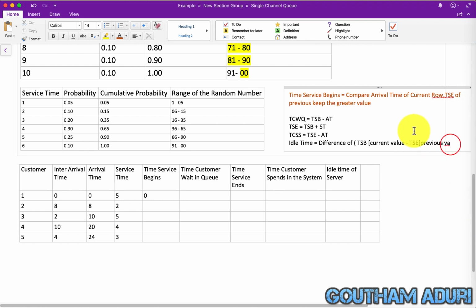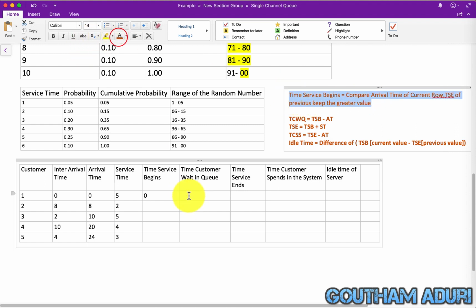When you are solving the problem, it will be easy to understand these things. Just to make it easy, I'll put these values in. Time customer waits in the queue is TSB minus arrival time, 0. Time service ends is service time plus time service begins, it's 5. Time customer spends in the system is TSE minus arrival time, it's 5. The first customer's idle time will be 0 because he's starting at 0.